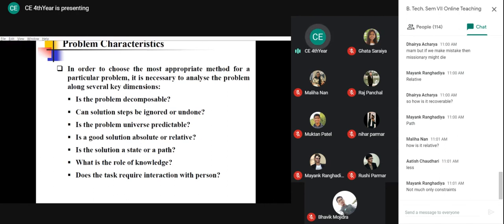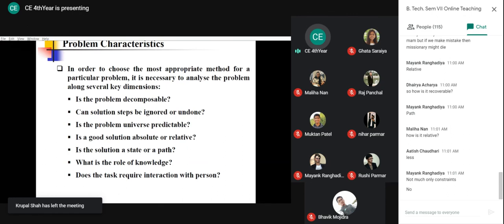Does the task require an interaction with a person? See, when you give the answer here, it may be possible that the answer varies from person to person.